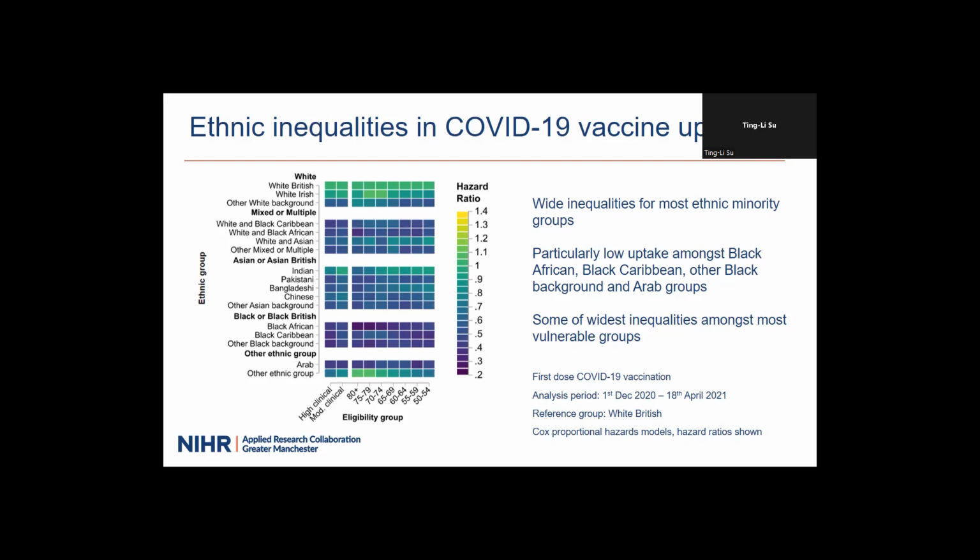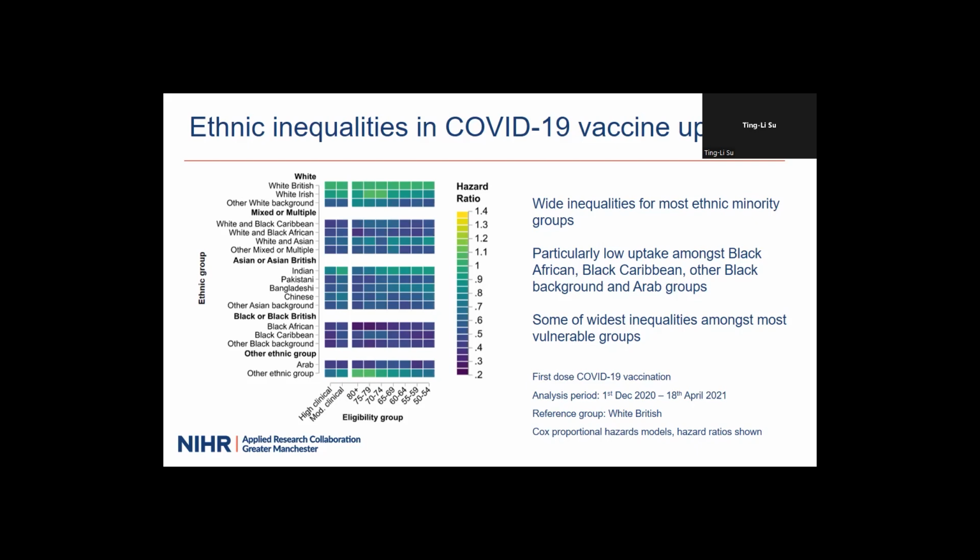So kind of the takeaway from this heat map overall is that clearly there were really wide inequalities in uptake between ethnic groups, and that's across each of the eligibility groups. There was particularly low uptake amongst Black African, Black Caribbean, other Black background, and Arab groups. And some of the widest inequalities were amongst some of the most vulnerable groups, so in the oldest age groups and in the high clinical risk groups.